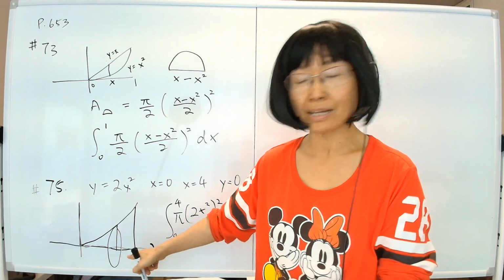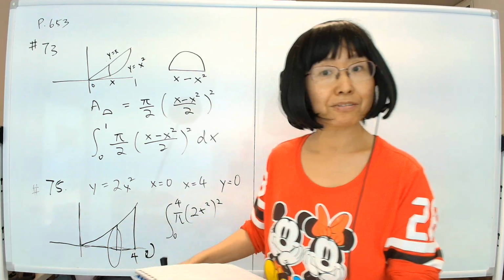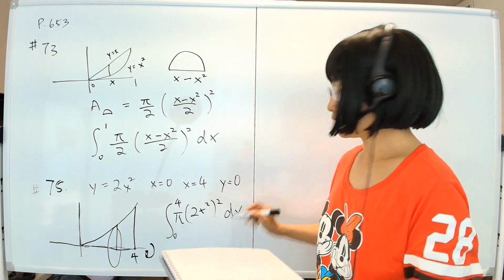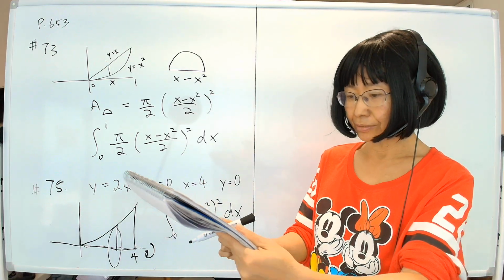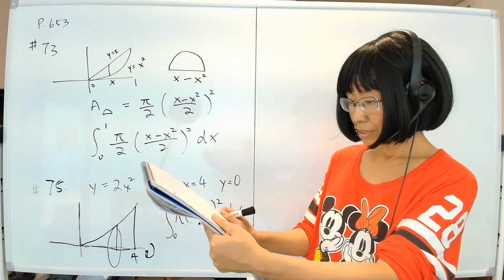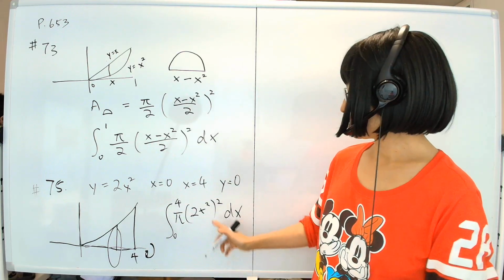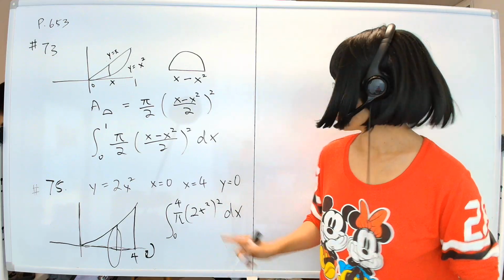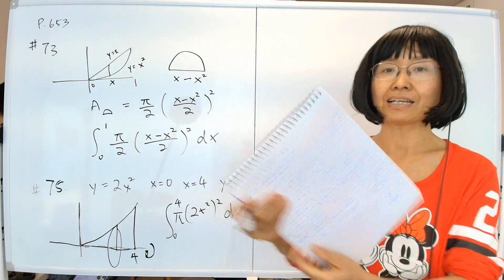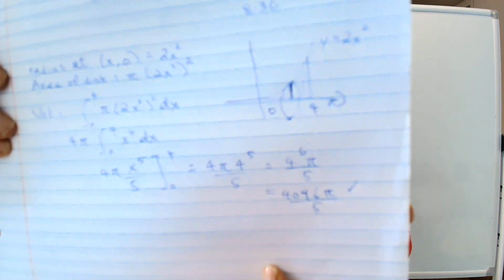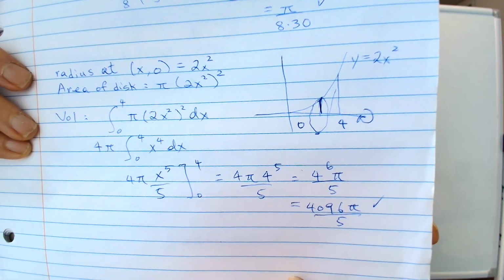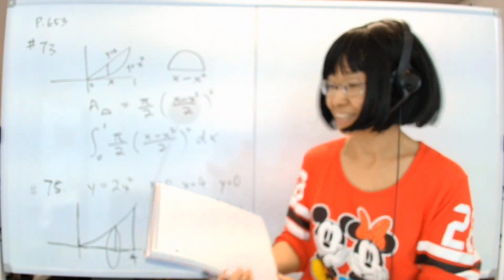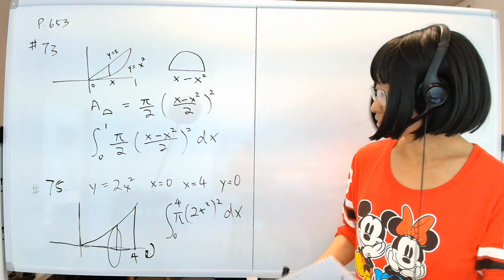Notice the thickness dx is increasing along the x-axis. So we're going to integrate along dx, and that should be it. Yep, that looks about right. And then this integration, of course, is quite simple. You just have one term, x to the power 4. So the answer comes out very quickly to be 4096 pi over 5. And that is correct. I checked. And with that, let's look at the next problem.